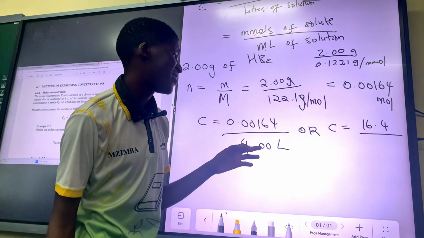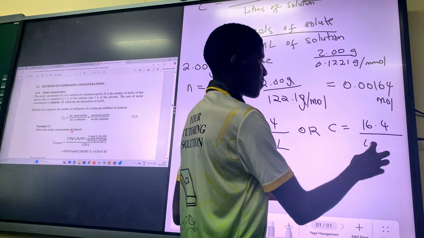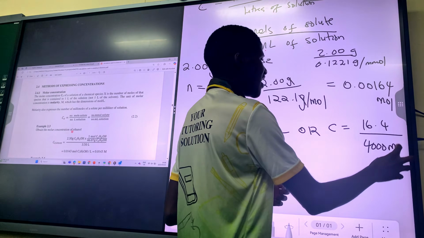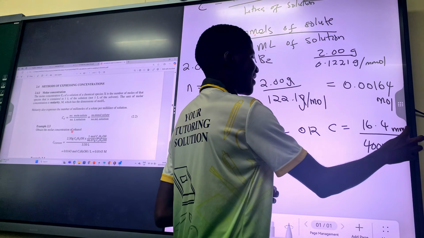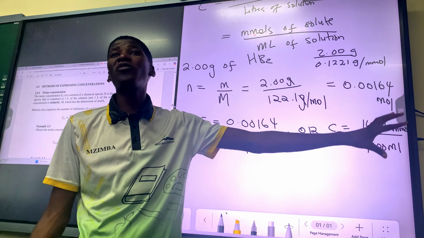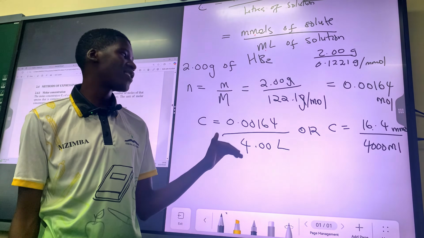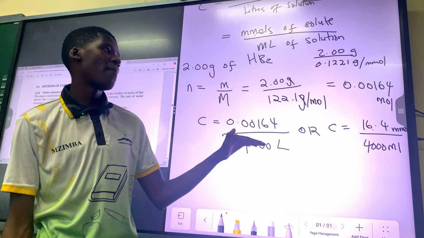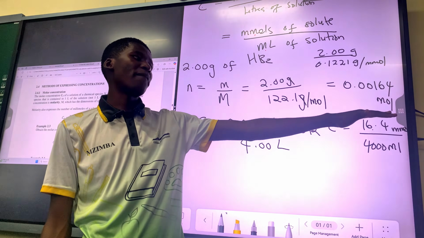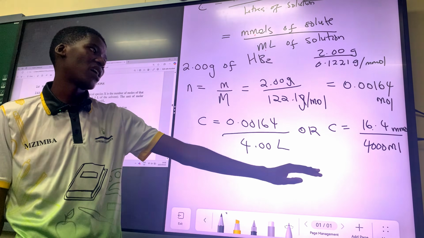Yeah, you convert it because 1 liter is 1000 milliliters. So this must be 4000 milliliters. So the number for the concentration that you will get using this formula is going to be the same thing. It's either moles over liters, or you do millimoles over milliliters. You must get the same answer.